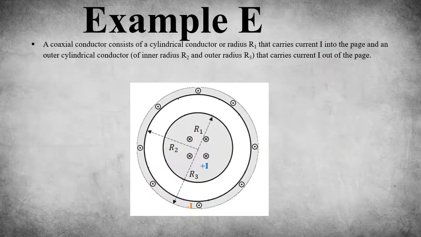So example E is looking at a coaxial cable. So coaxial cables have current running in opposite directions. They are equal and opposite currents. And we'll look at why that is, and we'll go to the iPad and do example E.